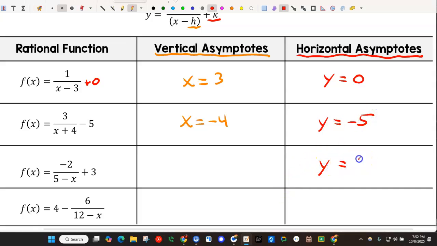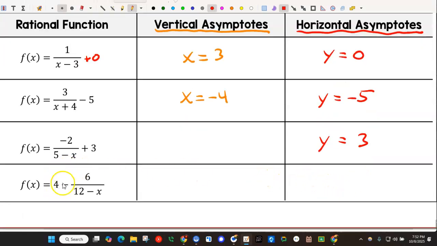Let's just do, and you'll notice this is written in a different order, which is fine. So we have y equals 4. Here we'll have what makes the denominator 0, just x equals 5, right? 5 minus 5 is 0. What makes the denominator 0? That's just 12. Nothing more than that.